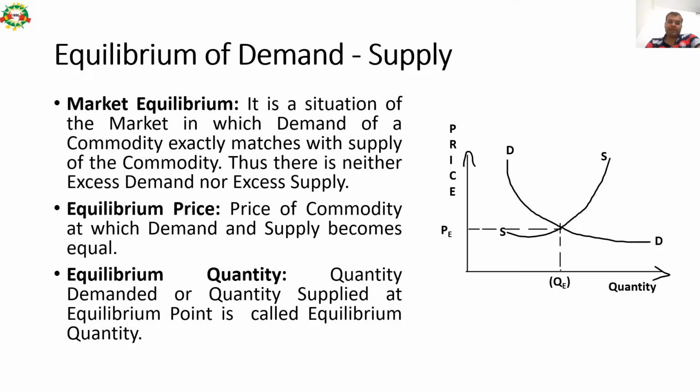So the equilibrium price of a commodity is the price at which demand and supply of goods become equal. So this is the price where demand and supply become equal. And the equilibrium quantity is the quantity demanded or quantity supplied at the equilibrium price point. So this is the equilibrium quantity.